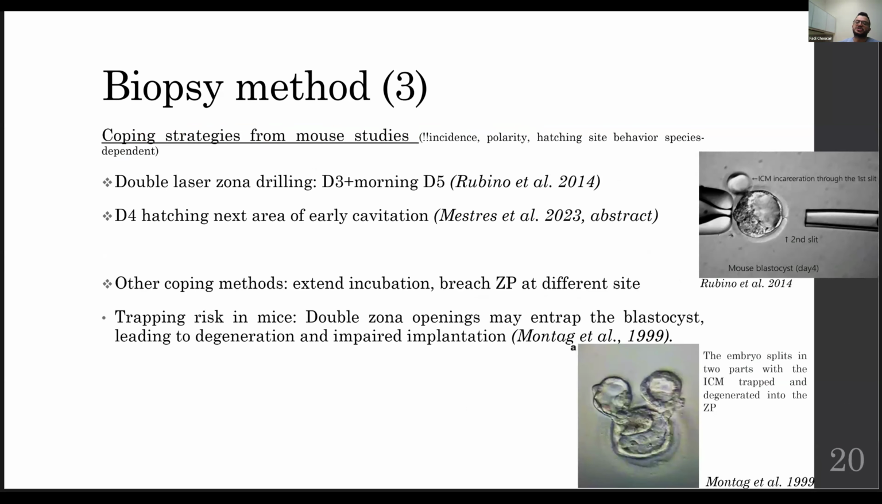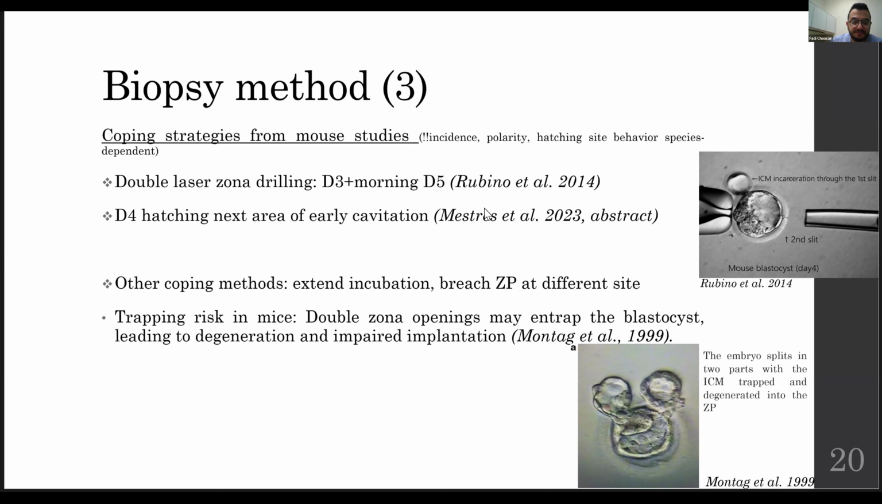To mitigate the risk of such inner cell mass incarceration and trapping, several coping strategies have been proposed from mouse studies. While mouse studies provide valuable insights, we cannot directly extrapolate to humans, due to species-dependent differences in hatching incidence, embryo polarity, and hatching behavior. In mouse, to avoid the inner cell mass escaping from the hole, Rubino et al. proposed a double laser zona drilling: a hatching on day 3 and another hatching on the morning of day 5. So we have 2 holes. We see here in this image.